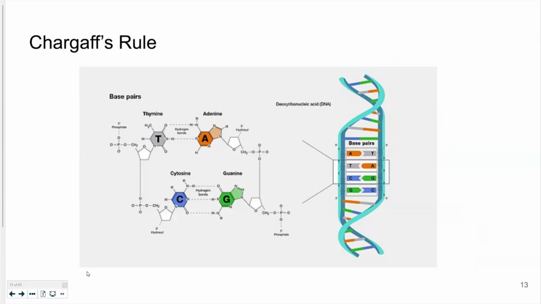Erwin Chargaff discovered an important pattern in DNA sometime in the mid-40s or early 50s. The amount of adenine is always equal to the amount of thymine. He also noted that the amount of cytosine is always equal to the amount of guanine, but the amount of adenine and thymine does not always equal the same amount as cytosine and guanine.